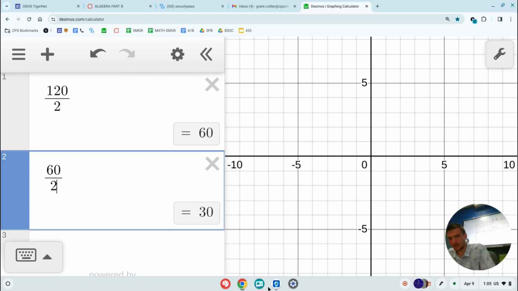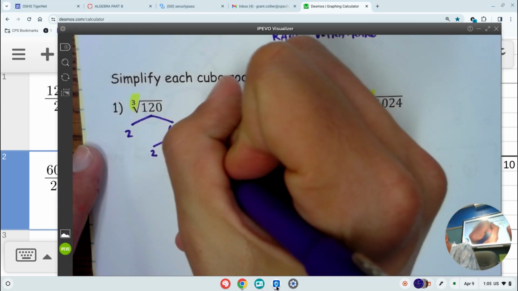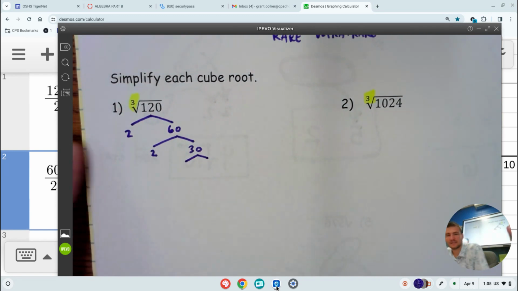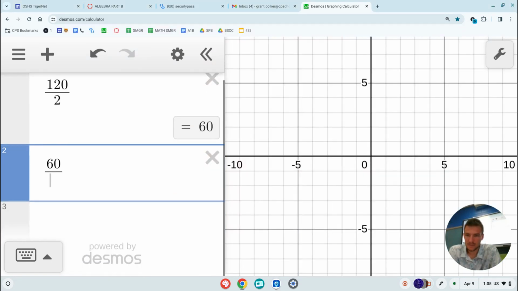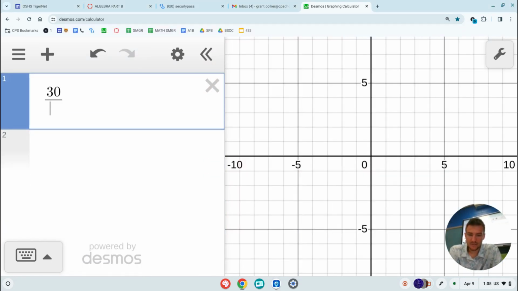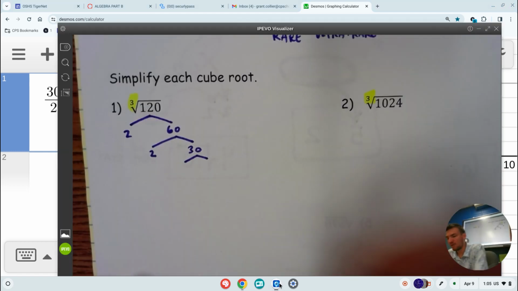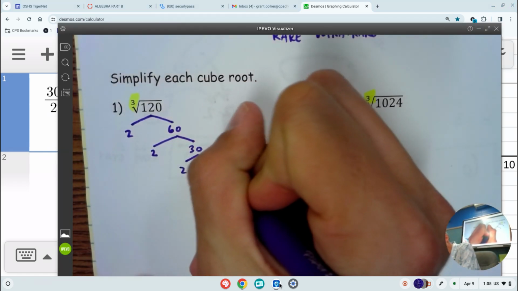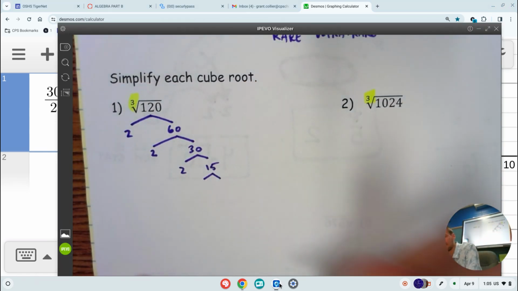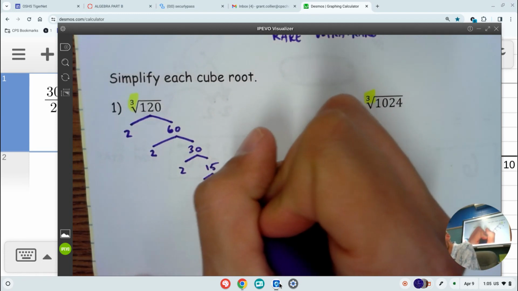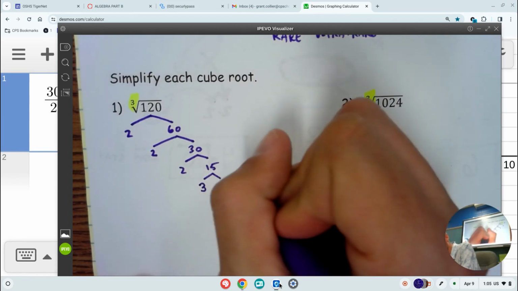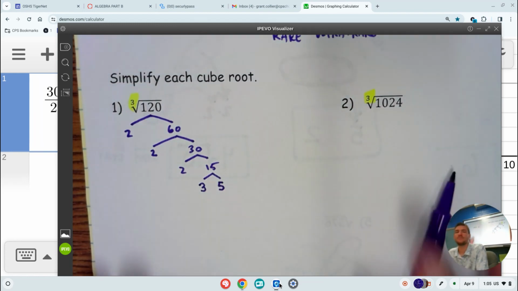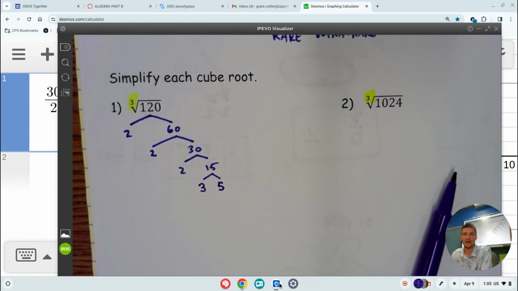And 60 is not prime. 60 is 2 times 30. All right, this is not too bad. And 30 is 2 times 15, right? Hopefully you're starting to get pretty good at this multiplying thing. And 15, 2 doesn't work. It's 3 times 5. I hope you know that 15 is 3 times 5 by now.